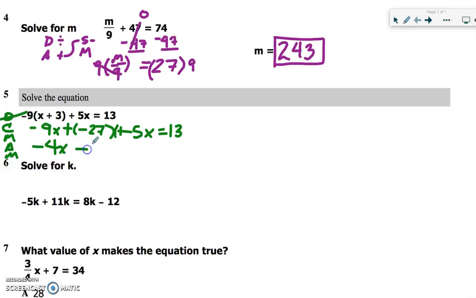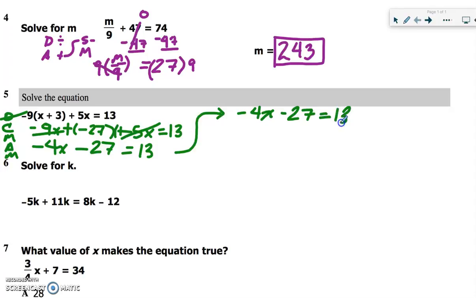And now I'm going to bring down the minus 27. That's the way I would have written it. So this is gone and this is gone. I'm left with negative 4x minus 27 equals 13. Okay, don't mind if I go over here in this extra space. Now, I'm just going to copy negative 4x minus 27 equals 13. And now I have a plain old, regular, old school two-step equation.